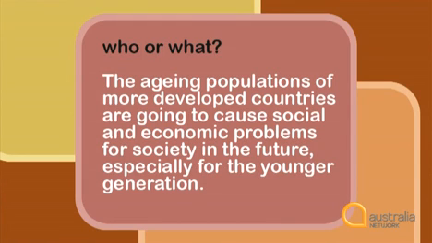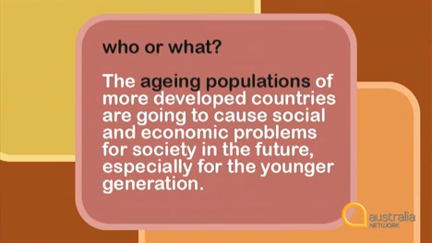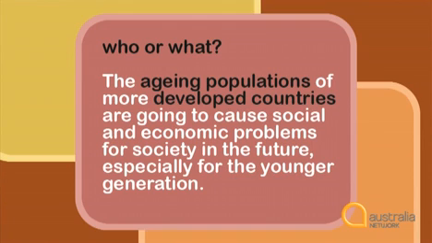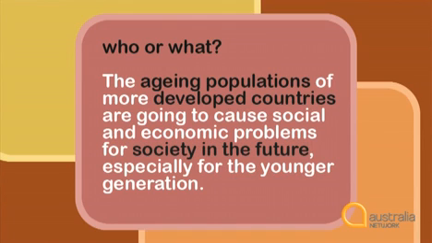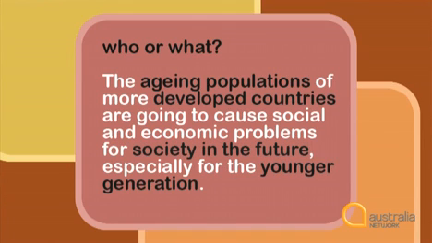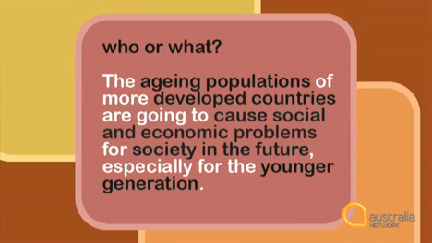You should ask yourself, who or what must I write about? Here, you have to say something about ageing populations, developed countries, society in the future, and the younger generation. Highlight these and any other key phrases, such as cause social and economic problems. Think about what these phrases mean. Thinking of synonyms or words that mean something similar can help you do this. And you will need these synonyms later in your essay.